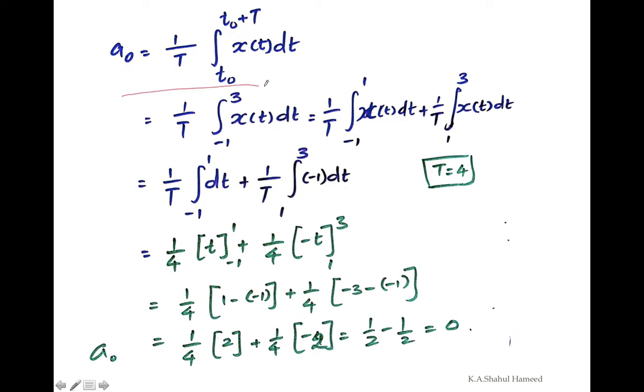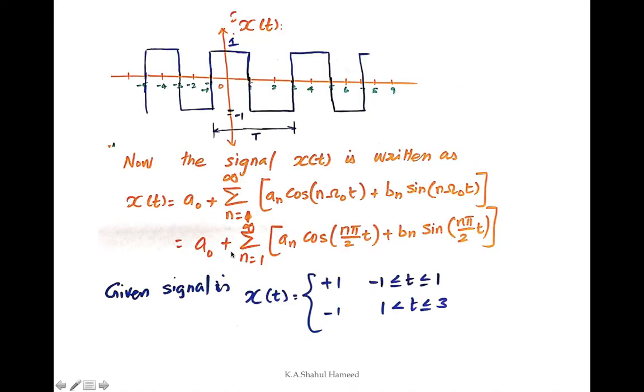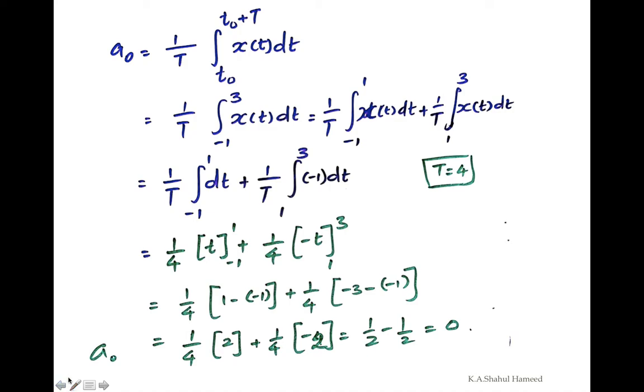So this is the formula to find a naught. a naught is equal to 1 by T integration over t naught to t naught plus capital T x of t into dt. So we have already found the mathematical expression for x of t. x of t is here plus 1 and minus 1 over some duration, and we are going to substitute this x of t in this equation. So we are going to split the integration, that is t naught to t naught plus T, into two intervals.